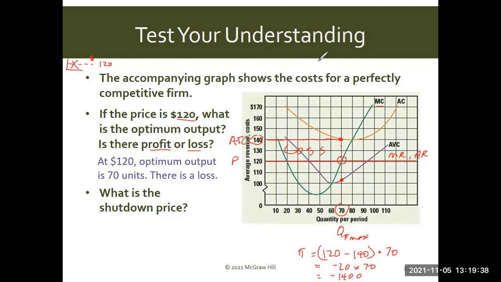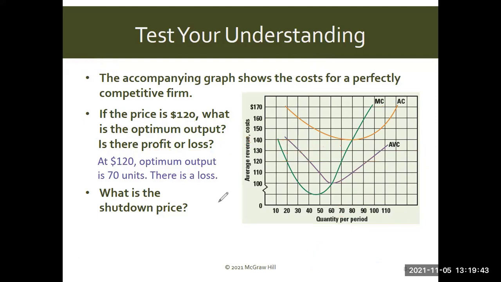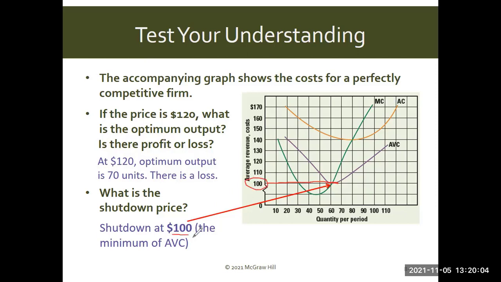Okay, so I'm going to clear this. And the next question is, what's the shutdown price? Well, the shutdown price is the lowest variable cost we could sustain. So in general, that shutdown price is the very bottom of the variable cost right there. So if I want to find out that shutdown price, it's 100, the minimum of the average variable cost. That's when the price could not fall any lower because we'd have to shut down. We'd be losing too much at that point.